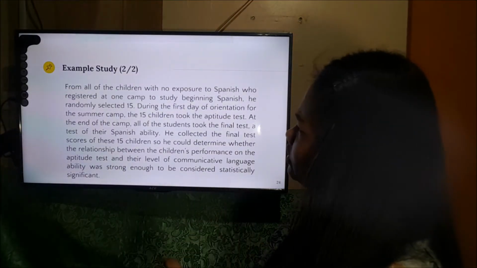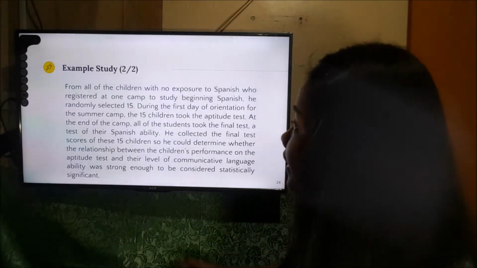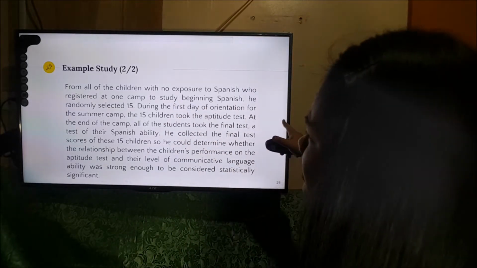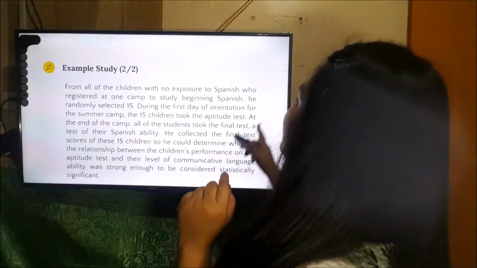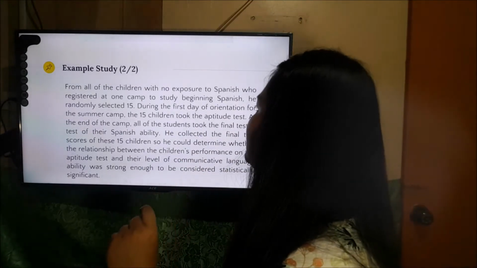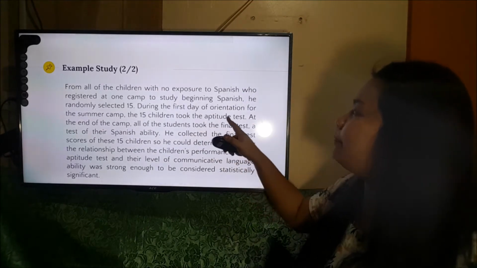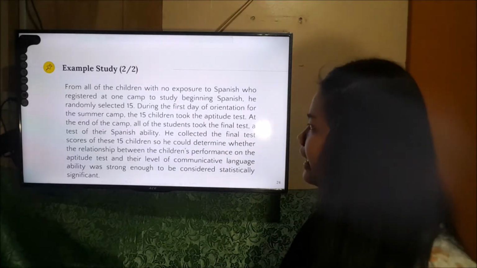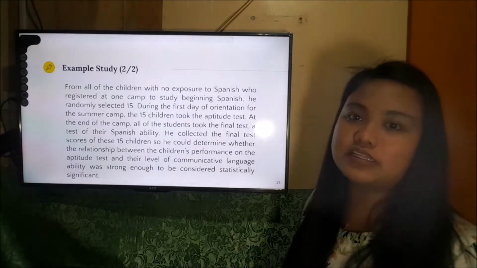From all of the children with no exposure to Spanish who registered at one camp to study beginning Spanish, he randomly selected 15. Take note of that. He randomly selected 15. During the first day of orientation for the summer camp, the 15 children took the aptitude test. At the end of the camp, all of the students took the final test, a test of their Spanish ability.